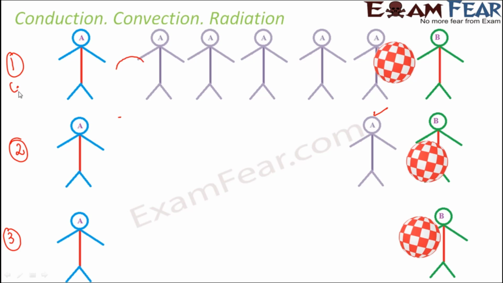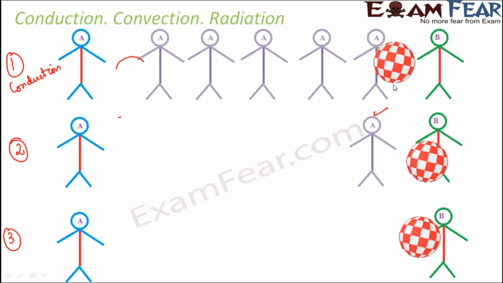So conduction is just like this first method where you have to transfer heat from one part to another part of the same object. Why same object? Because you actually have so many particles in the medium which transfer the heat. So the ball is like heat, and these people who are transferring the ball, they are like the particles in the medium. So the medium is what?